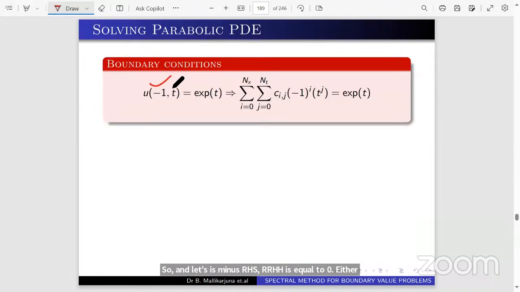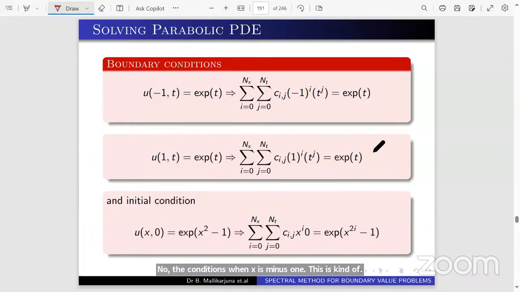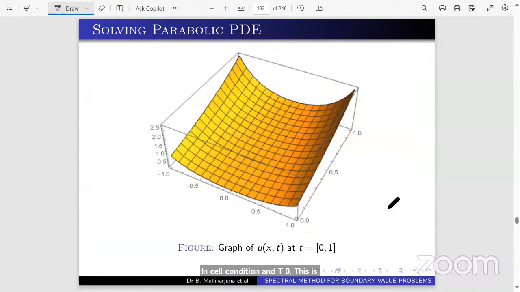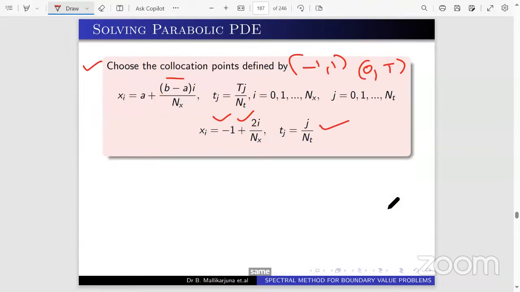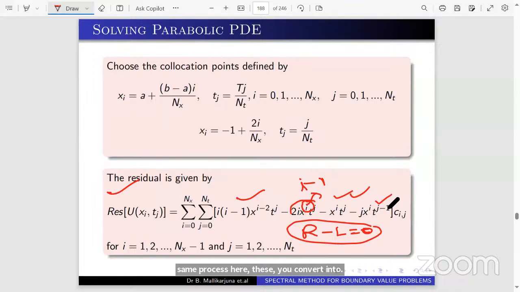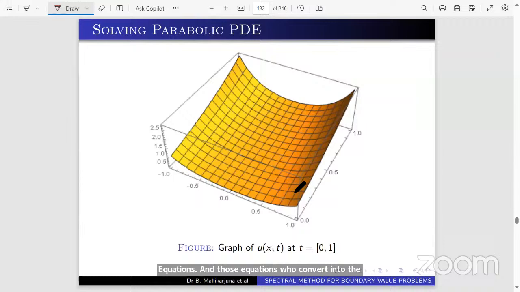Now the conditions. When x is minus 1, this is the condition, e power t. Next, when x is equal to 1, e power t. Initial condition: when t is 0, this is the expression. This is the same procedure. These you convert into equations, and those equations you convert into the matrix form. Then you will get the matrix form.